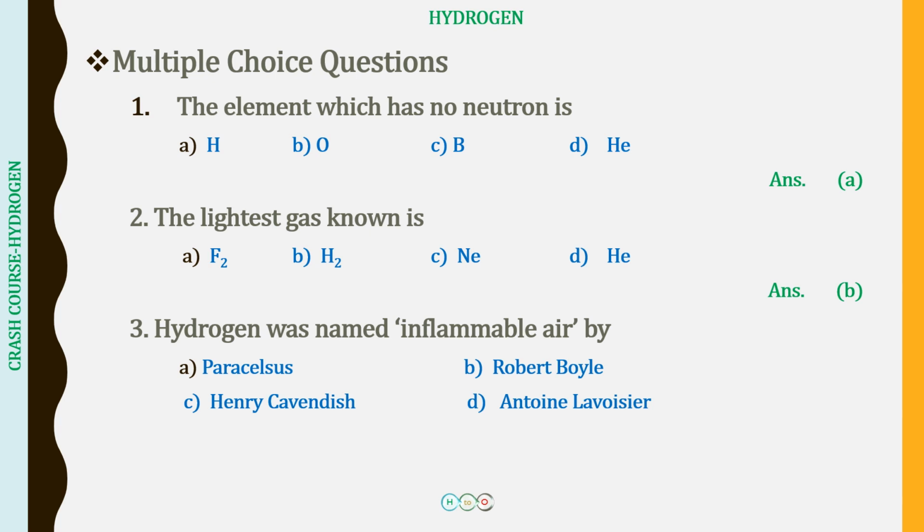Okay, so these are the important people who are related with the discovery of hydrogen. Fine, I hope this is clear. So what is going to be the correct choice? Hydrogen was named inflammable air by Henry Cavendish.